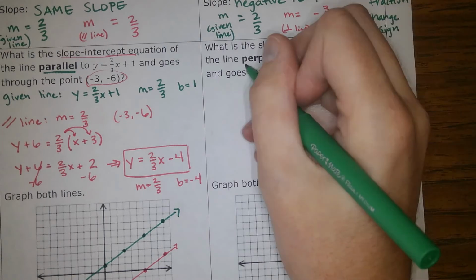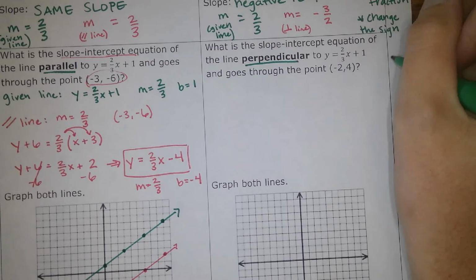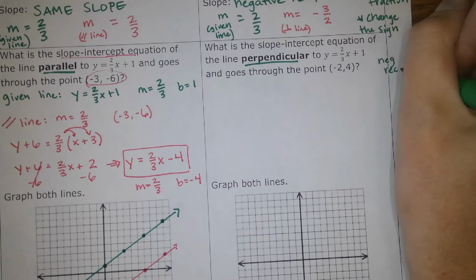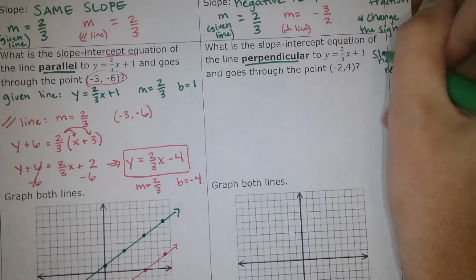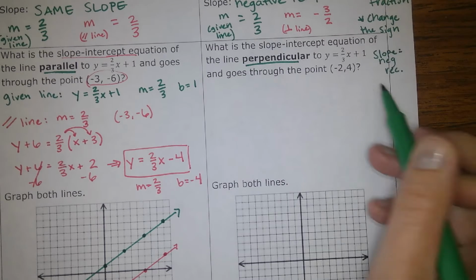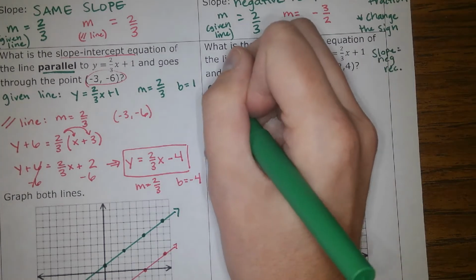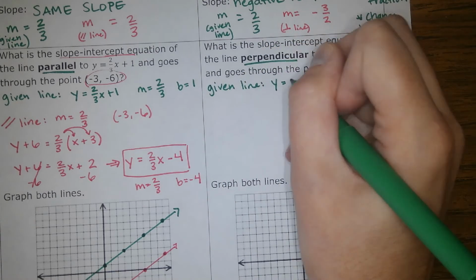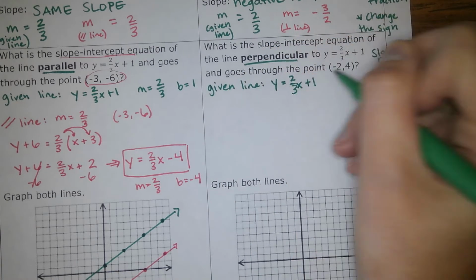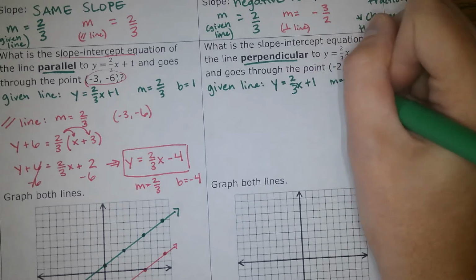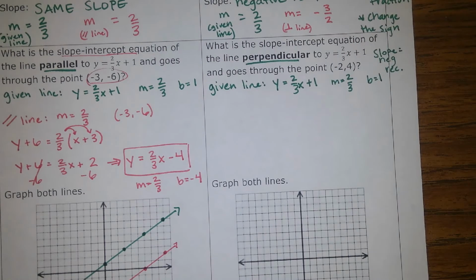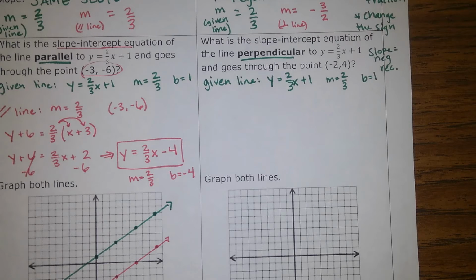We want to do perpendicular. So this means that our slope is going to be the negative reciprocal, right? So the slope is not the same. Our original line, I'm still going to write it just like I did before. The given line is y equals 2/3 x plus 1, and our slope is 2/3, and our b is 1. We already know what that graph is going to look like because we've done it on the first problem.